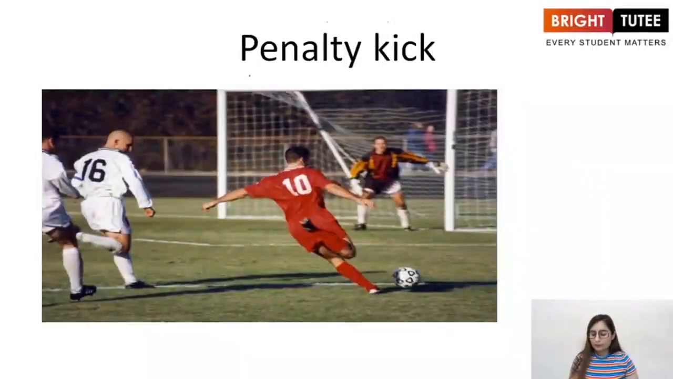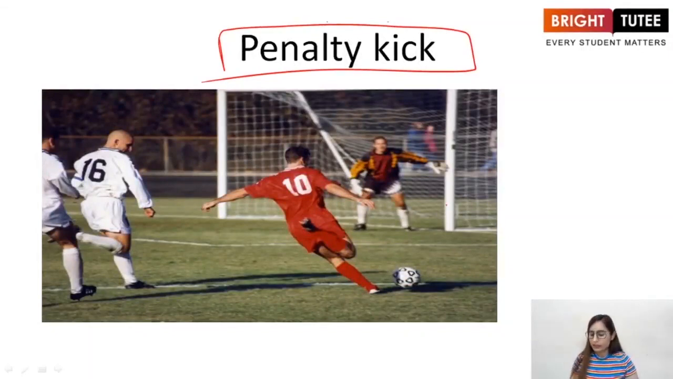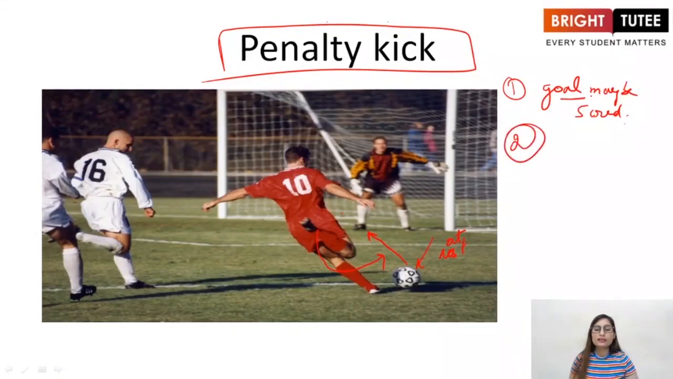Now another example of a penalty kick, right? In the penalty kick, the ball is at rest, right? We all know what a penalty kick is. It is at rest and this player is about to kick the ball, right? Now when he kicks, the ball will move towards the goal, right? Now the first scenario is that the goal may be scored, right? The second is that the goalkeeper may pull the ball towards himself or may stop the ball.